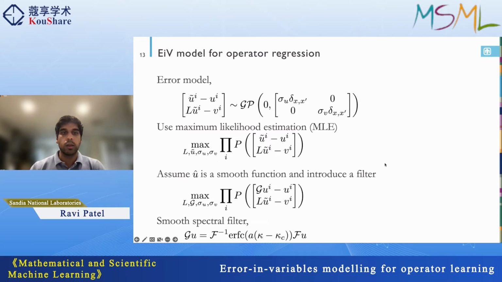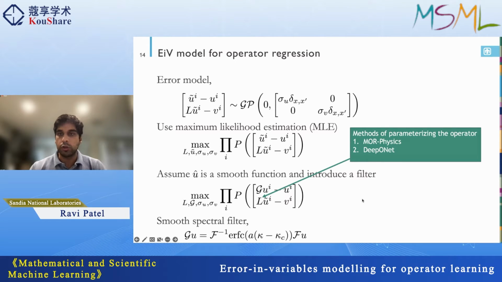However, u tilde is a function, so it's a very high dimensional object, and we don't want to optimize over this high dimensional thing. So instead, we'll introduce a filter G with parameters that we could optimize over instead. In this work, we use a smooth spectral filter with a cutoff wave number kappa_C and a bandwidth A. And then we could optimize over these parameters instead of u tilde.